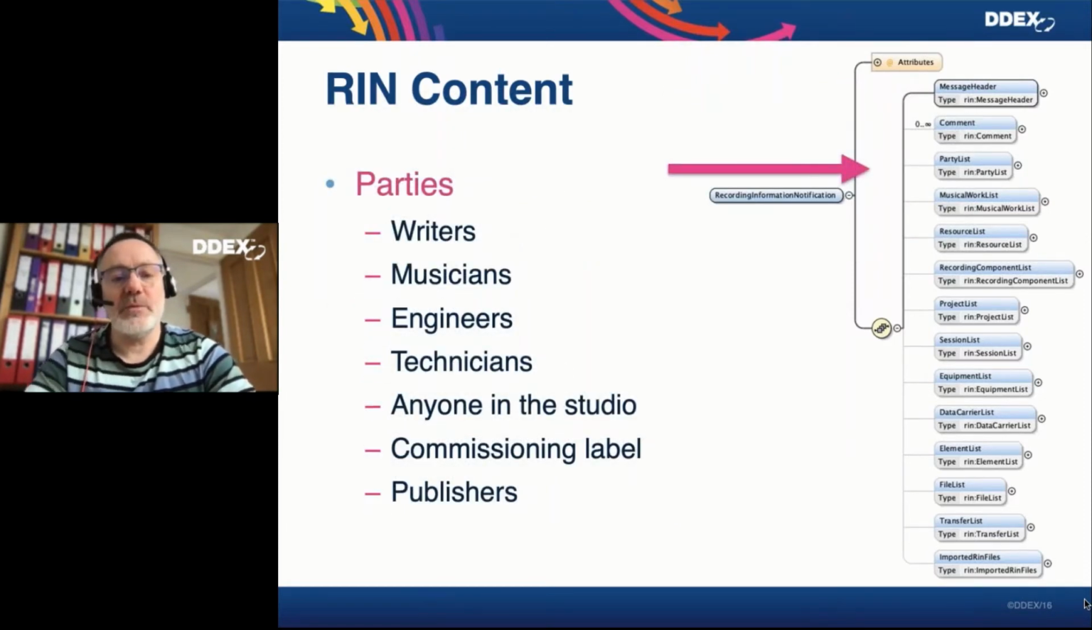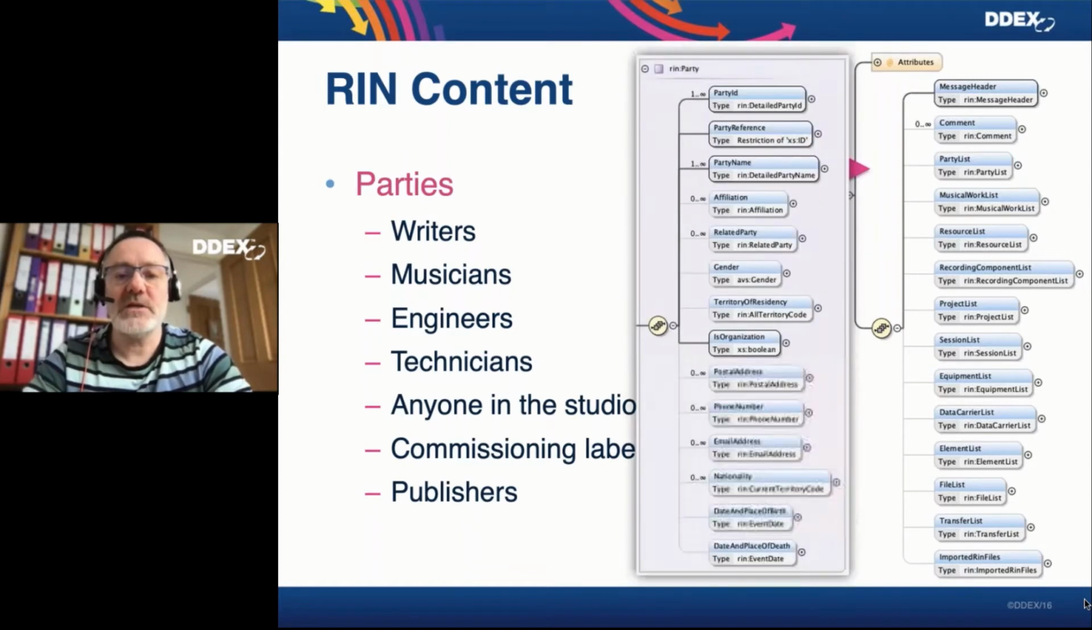You then have a description of parties, and a party is anybody or any organization that has anything to do with that recording process or writing process, that creation process. And this is how we describe a party. There's nothing really surprising about it. Party ID, you can give a party name, you can provide affiliation. So if a writer is affiliated with a music publisher, or a recording artist is affiliated with a record company or a collective rights management organization.